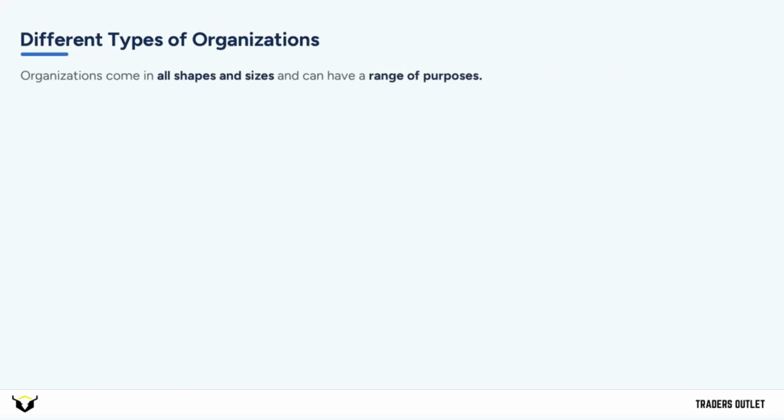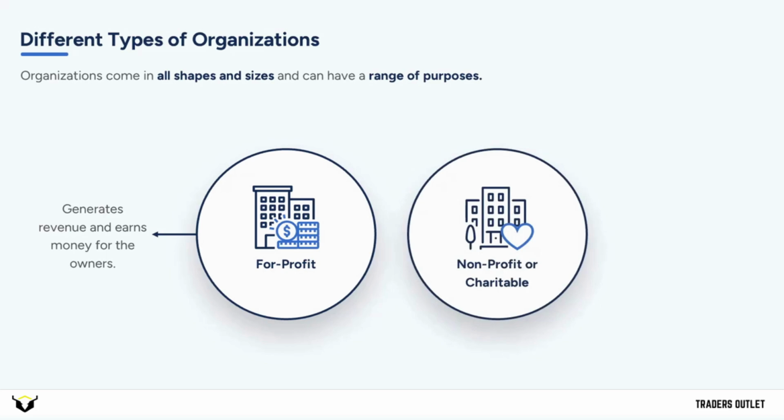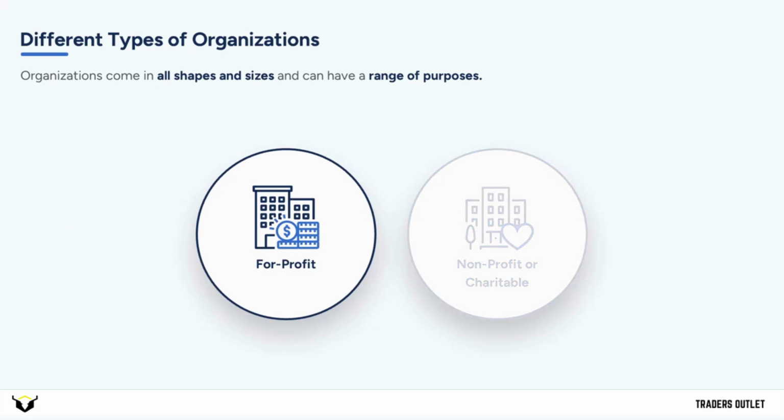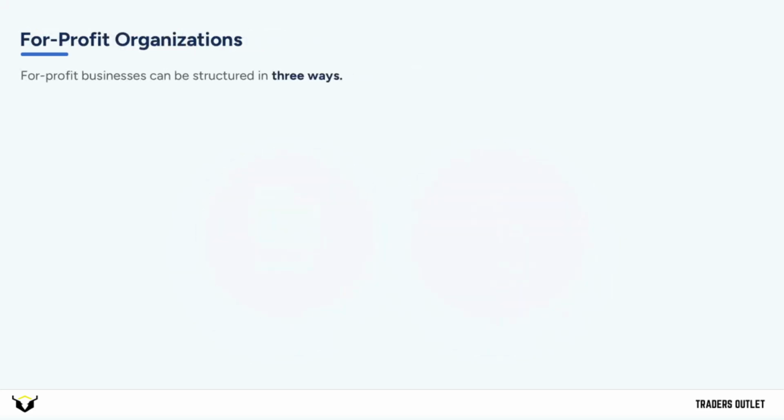Organizations come in all shapes and sizes, and they can also have a wide range of purposes. For-profit organizations aim to generate revenues and ultimately earn a profit for their owners. Alternatively, nonprofit or charitable organizations operate to generate money, typically in order to fund programs, services, or research. Now, both of these types of organizations rely on accounting, but in this course, we're going to focus on accounting for a for-profit business. Profit-oriented businesses can be structured in typically one of three different ways.